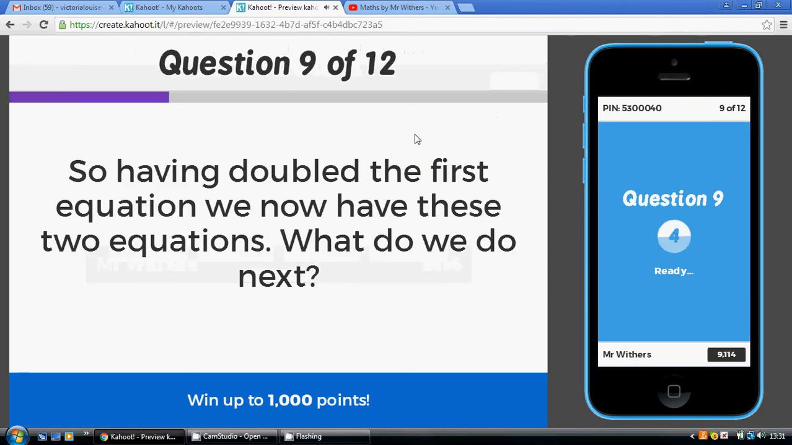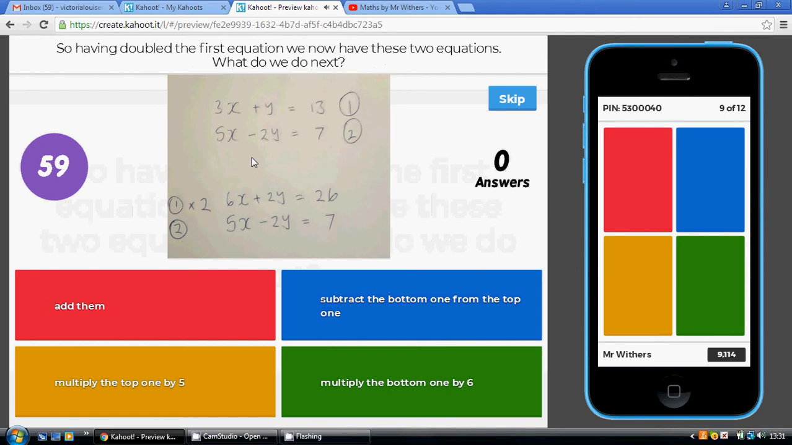So we've doubled the first equation, so what do we now have to do to these two equations? Here's what we started with. We've doubled the first equation to get 6x plus 2y equals 26. Now comparing that to our opening equation 2, we've done that down here. So what do we now do? Well, the y's are lined up, but we've got a plus 2y and a minus 2y, so in order to eliminate y, we've got to add these two equations together.